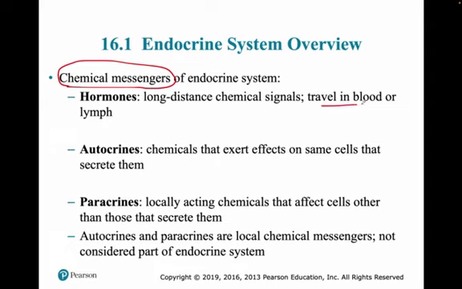Most of the time they will travel via blood, in certain cases maybe lymph. So therefore if we have to define hormone, these are chemical messengers of the endocrine system that work long distance in response to chemical signals via blood.